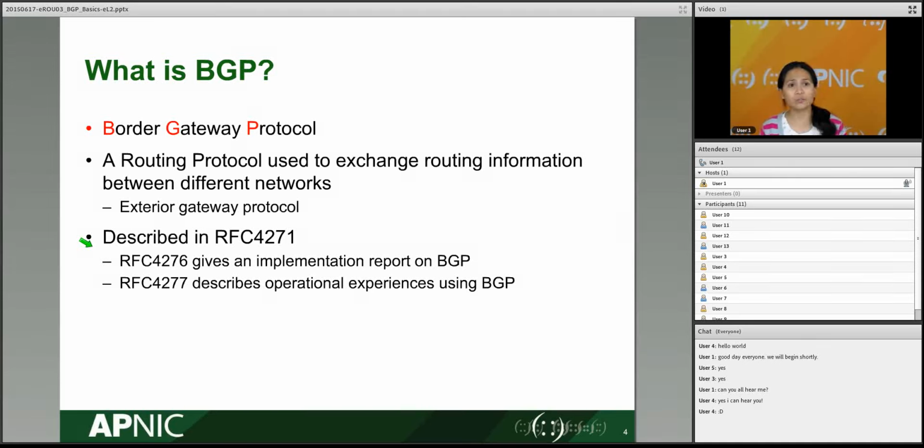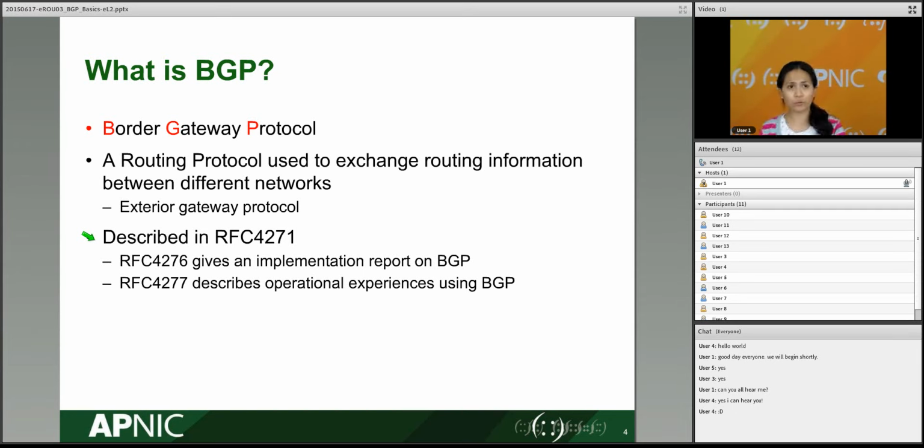Now, the standard specification of BGP is in RFC 4271. There are two other things you can look at as well: RFC 4276, which is more of an implementation report. So if you're interested in writing software, or more on the specifications, then read this. For most network engineers, who might find it more useful to look at operational experiences using BGP, have a look at RFC 4277.